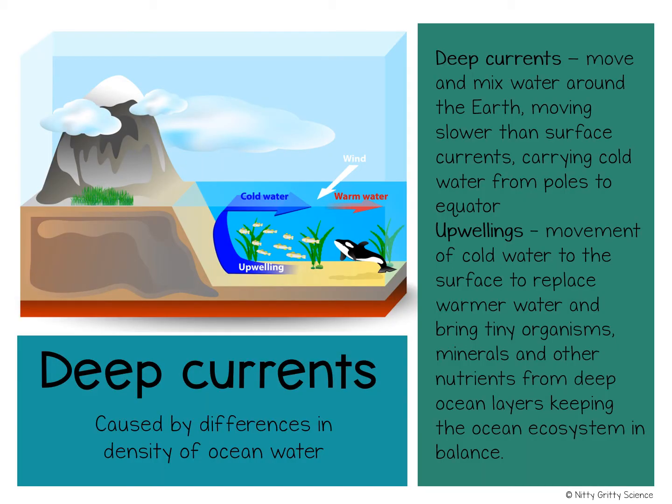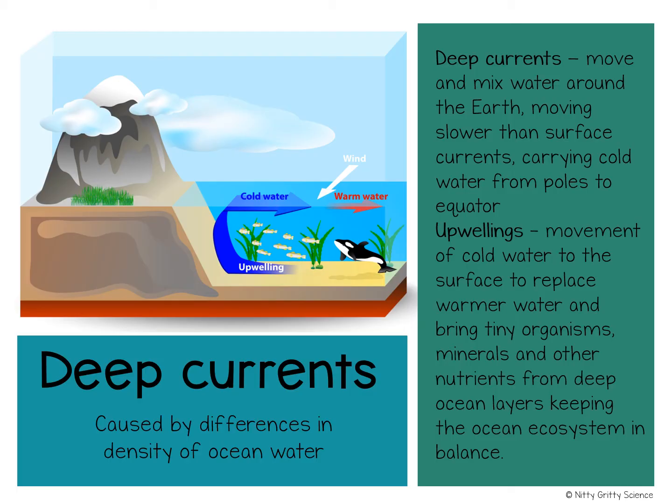Now, aside from the surface currents you just learned about, deeper below the surface is another type of current that causes the chilly waters at the bottom of the ocean to creep slowly across the ocean floor. These currents are caused by differences in density rather than by surface winds. Deep ocean currents move and mix water around the world. They carry cold water from the poles back towards the equator and move very slowly.